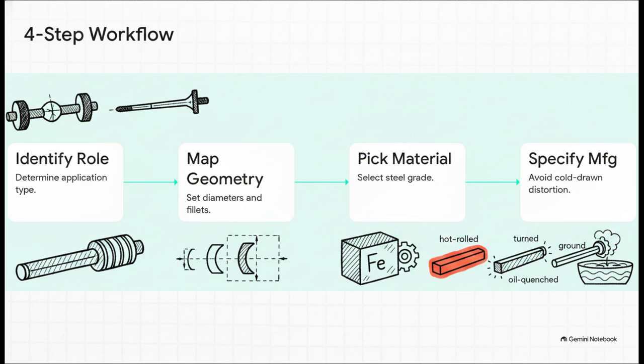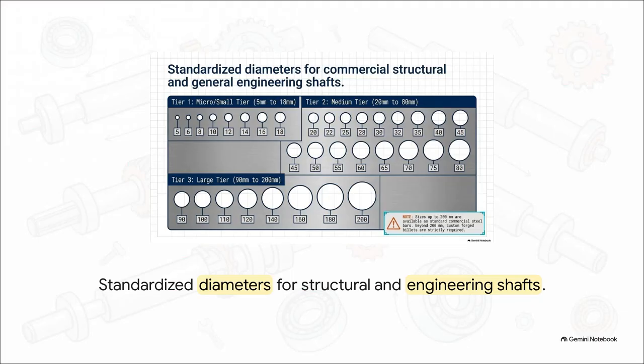Step 3, select your material, sticking to medium carbon steel unless alloys are an absolute must. And Step 4, specify the proper manufacturing process. To avoid that nasty warping we just discussed, you'll usually want to specify hot-rolled, turned, ground, and oil-quenched bars. And throughout this whole process, remember, you aren't just guessing sizes. You'll rely heavily on standardized commercial sizing tiers. These standard sizes range from tiny 5mm shafts all the way up to heavy-duty 200mm structural beasts. Sticking to standard sizes saves a massive amount of money.